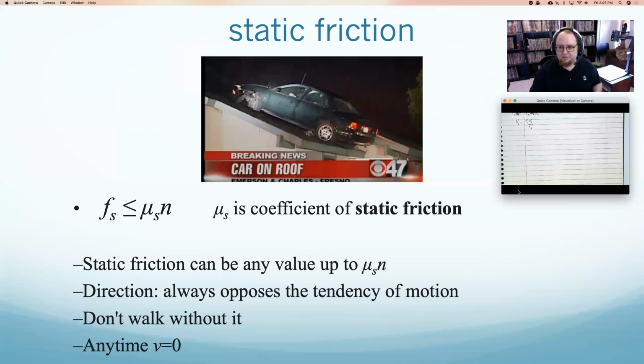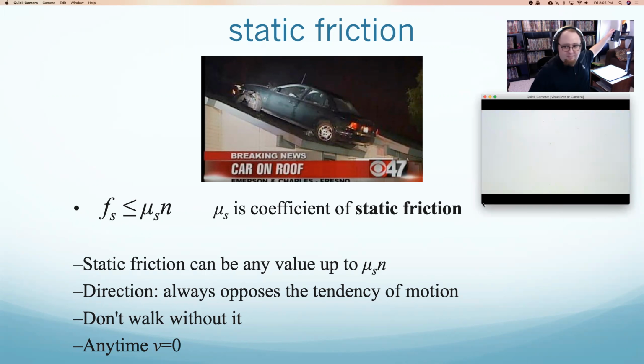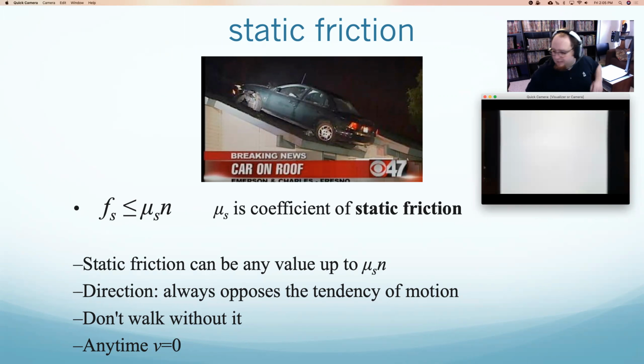there we go, that's what I want. Let's just get rid of that. Zoom out. And let me grab something heavy.